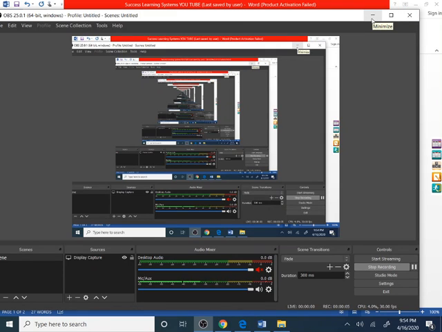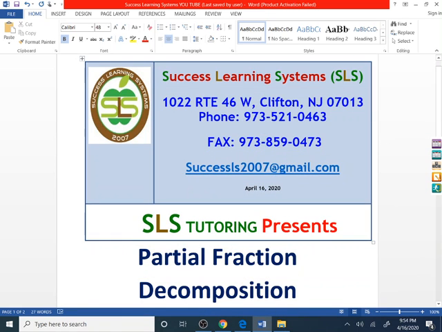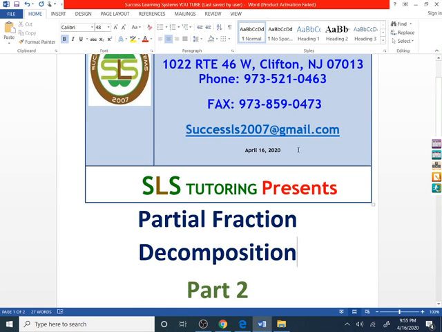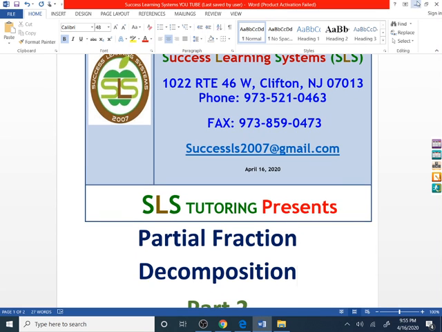Today's class for partial fraction decomposition is the second part of this class. Yesterday we did the first case. I included actually the second case in the first case. Today we're going to take the second case of partial fraction decomposition. Okay, what we mean by this.